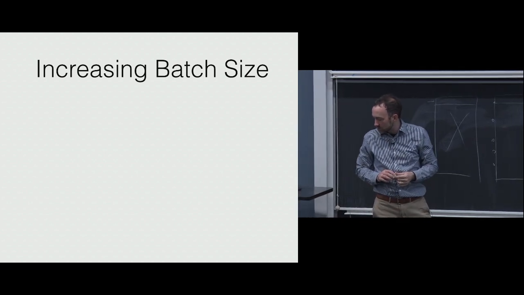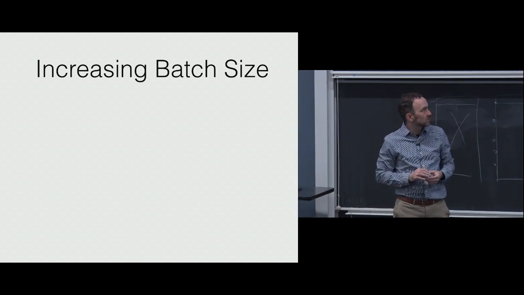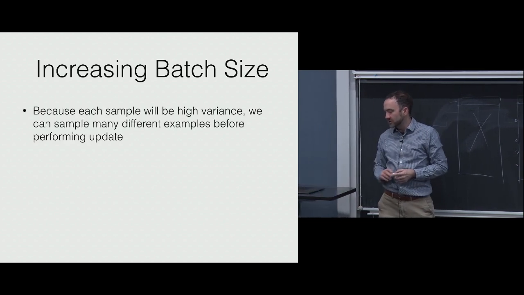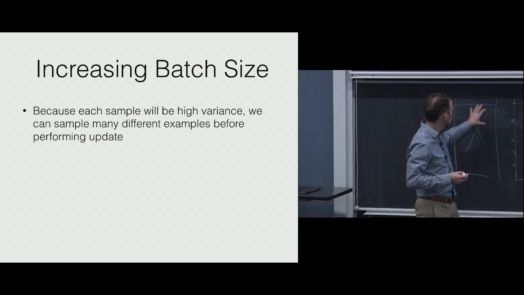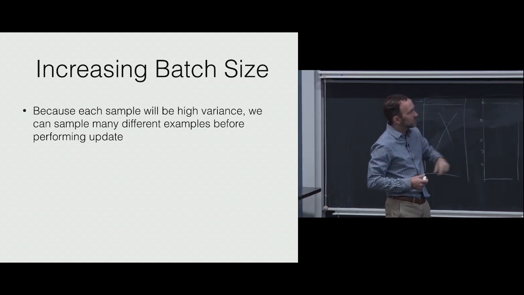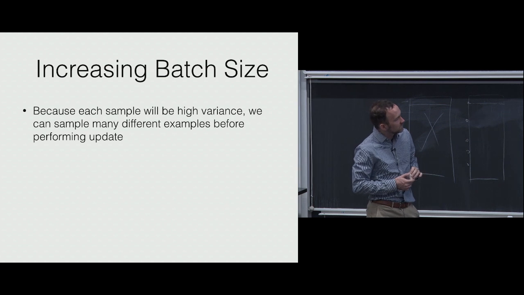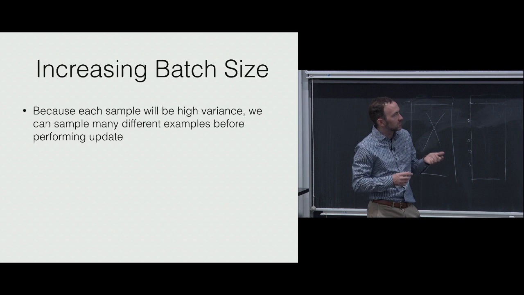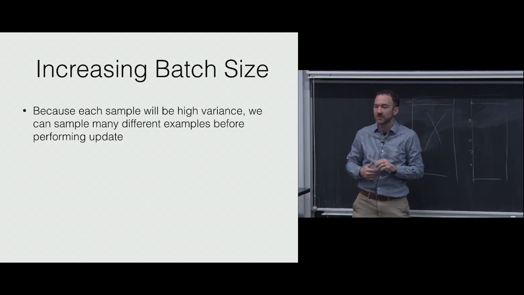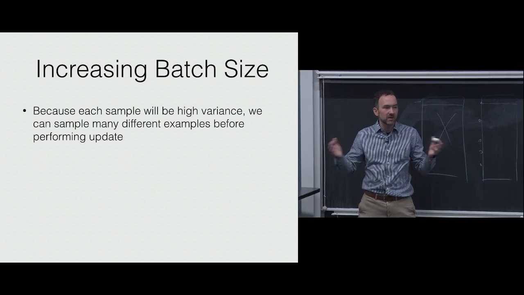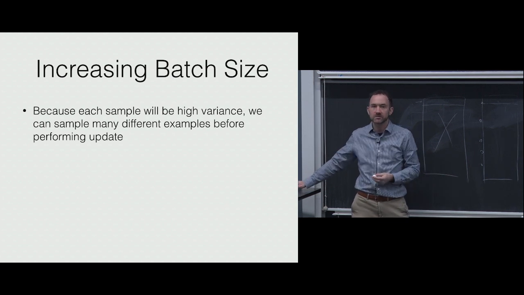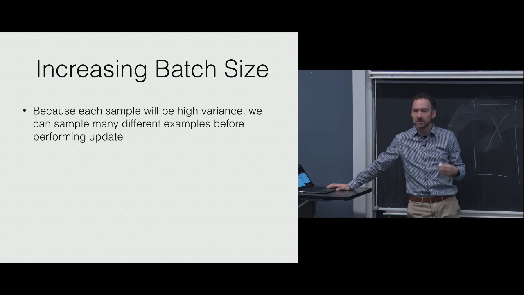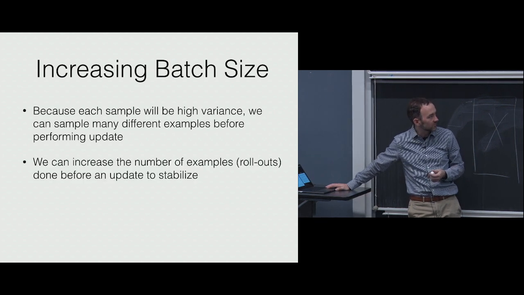Another thing that you can do to try to stabilize training in these is increasing the batch size. The reason why increasing the batch size is good is because each sample that we get by using just this limited number of hypotheses is high variance. Because of this, what we can do instead is sample many different examples before performing an update. So instead of updating on a single sentence at a time, we update on 32 sentences or 64 sentences or something like this. The only problem with this is it makes training a little bit slower, but that's the price you have to pay.